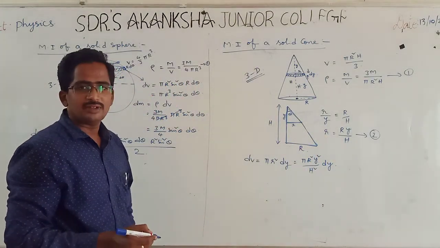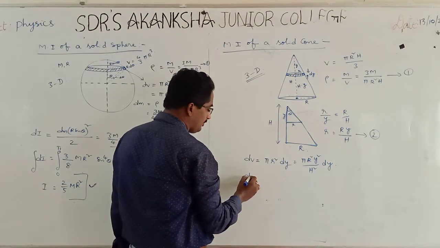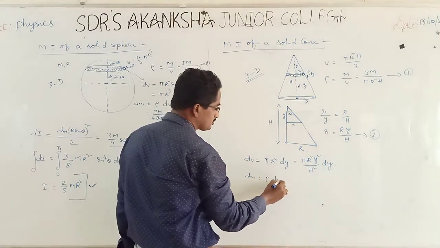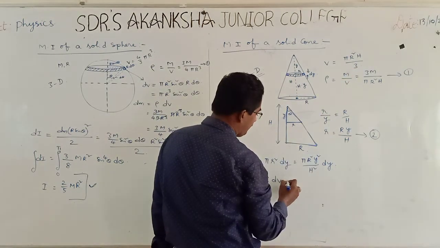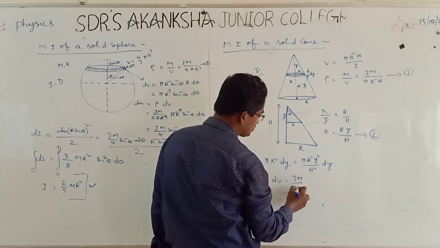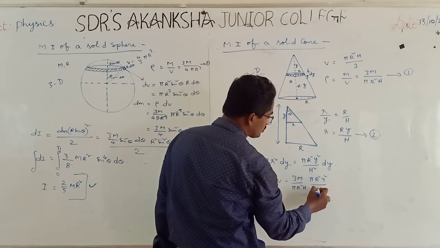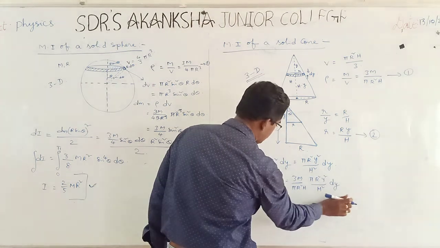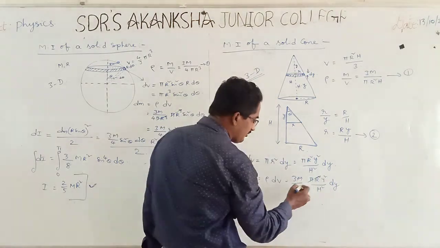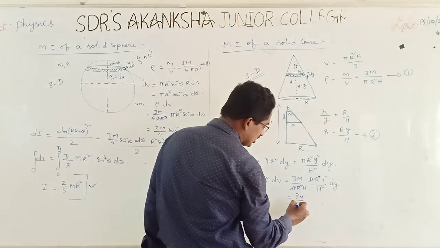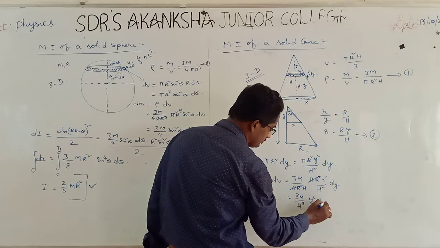After getting the volume of the small element, I want to get its mass. Okay. The mass of the small element means what? Rho into dV. What is the rho value here? Already applied there. That is 3m by pi R square h into pi R square y square by h square into dy. Okay. So now pi R square cancels. So what do we have? 3m by h cube into y square into dy.